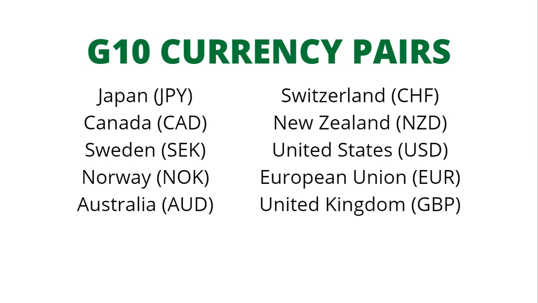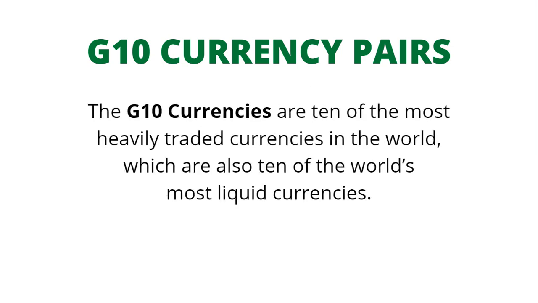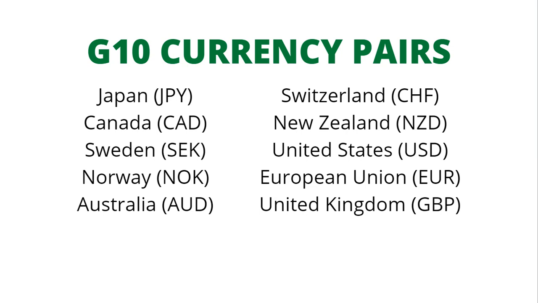And these are your G10 currency pairs, right? These are the countries: Japan, Canada, Sweden, Norway, Australia, Switzerland, New Zealand, United States, European Union, and the United Kingdom. Now you might be wondering, what are the G10 currency pairs? Well, the G10 currency pairs are 10 of the most heavily traded currencies in the world, which are also 10 of the world's most liquid currencies. So let me go back to that. It's like having a cheat code, right? Here you get to focus on the most liquid markets in the world.